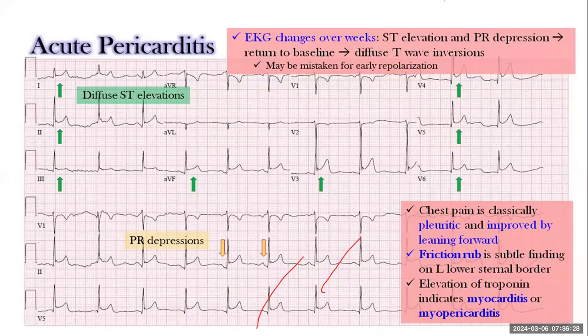Yeah, continue. All right, so this is very key in pericarditis because it's the most common thing I find.